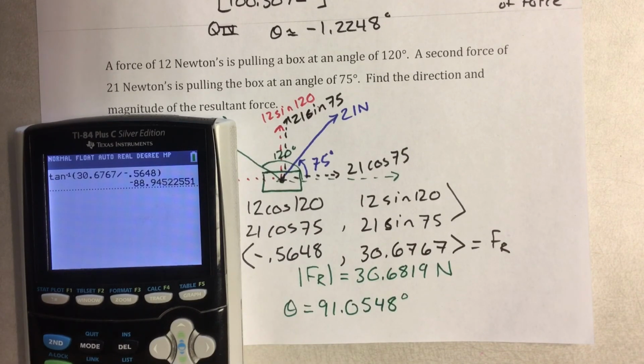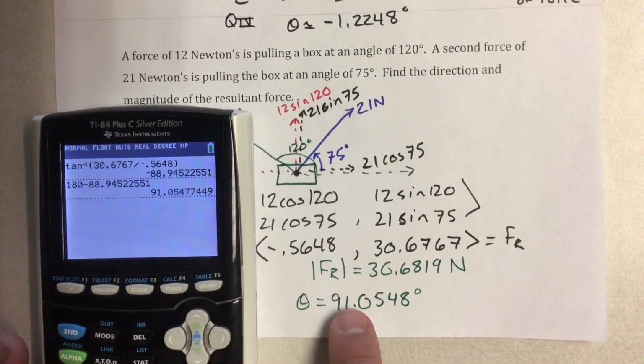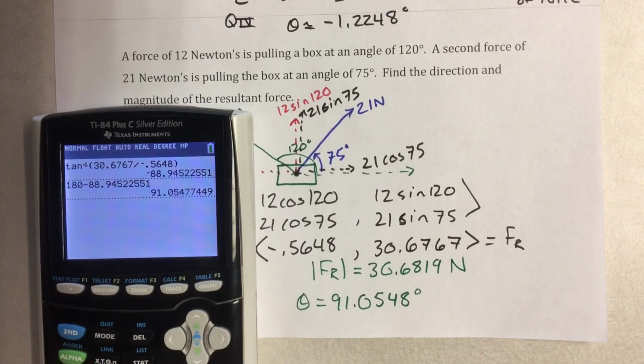Knowing that that is in the fourth quadrant, but our vector is in the second quadrant, I do 180 subtract this, just logically reasoning through this. There we go, we get our 91.045. Using arctangent here did not give us an angle in the correct quadrant. I had to recognize that. So whether you use arctangent or arc cosine, you have to ask yourself, is the angle in the right quadrant?